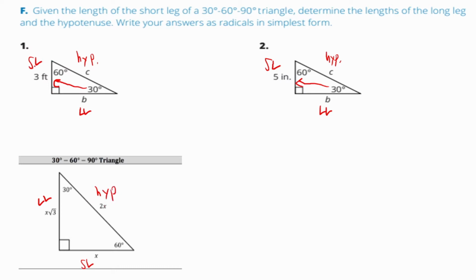So finding the hypotenuse is the easiest thing. All we do is multiply it by 2. So 3 times 2 will give me 6 here. And my other one, 5 times 2 will give me 10. And then down below, all we have to do is multiply it by radical 3. So down below, I'm going to have 3 radical 3 in my first one. And then we're going to get 5 radical 3 in my second one. And there we go. We have our answer. Very, very simple. Just use the rules of our 30, 60, 90 triangle.